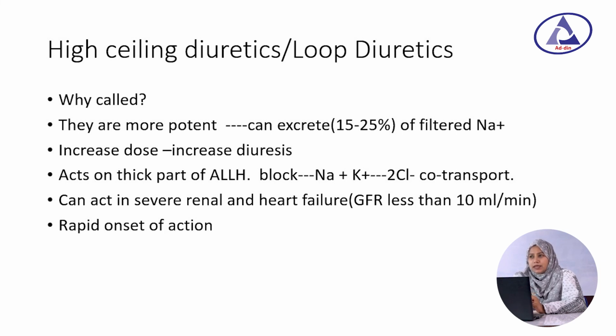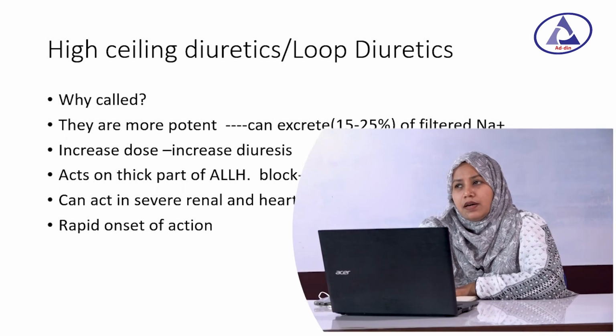That means when there is a renal failure case, acute renal shutdown, and the GFR is less than 10 ml per minute, this type of diuretic can work in that critical condition. Also an important feature is rapid onset of action. Within 15 to 30 minutes they can start their action. Now these are the points you will memorize for the high ceiling diuretics.